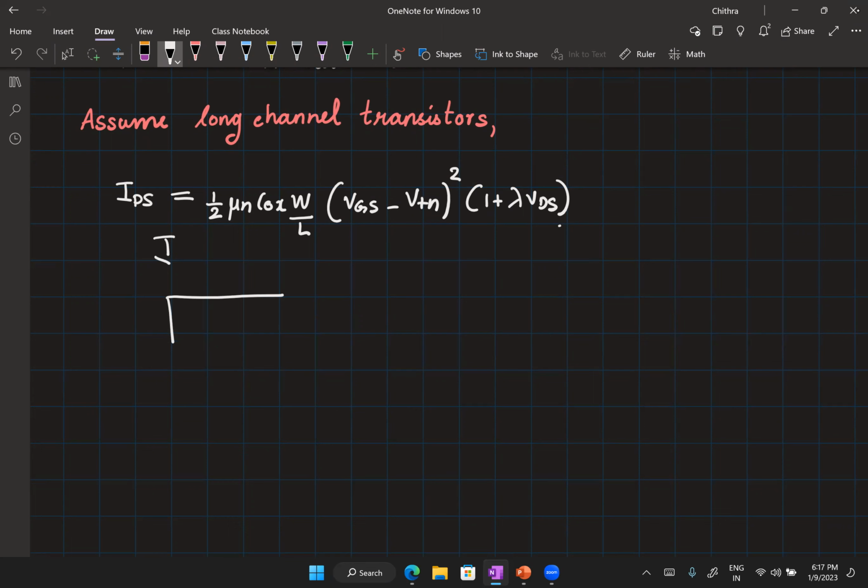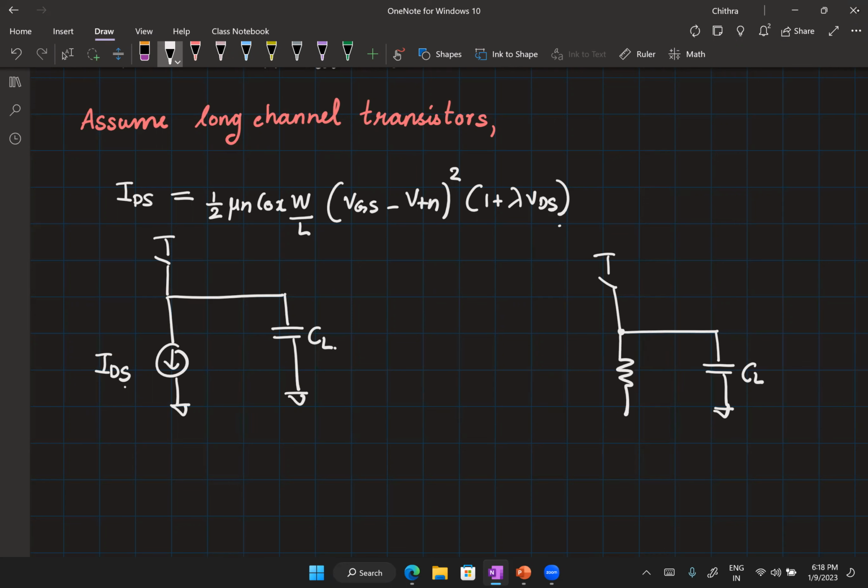So I have a PMOS that is on. Then I have some current, IDS, which is pulling out the charge from a capacitor CL. I could also model this in the following fashion. I have some capacitor CL, and I can model this NMOS transistor as some equivalent or effective resistance. And then we can talk about discharging this capacitor using the effective resistance, right? And this is what we usually do for digital circuits.